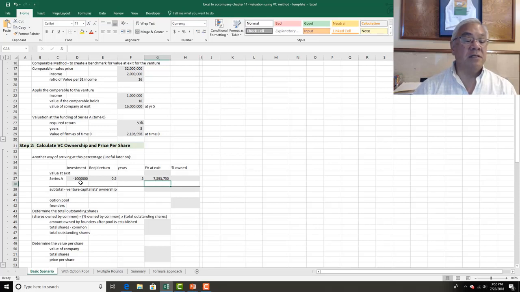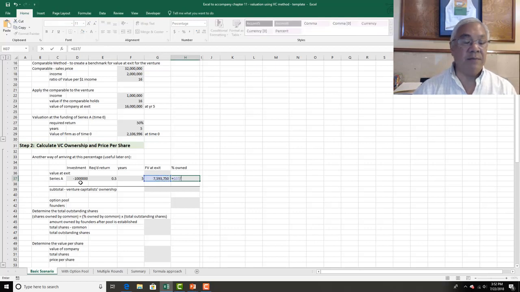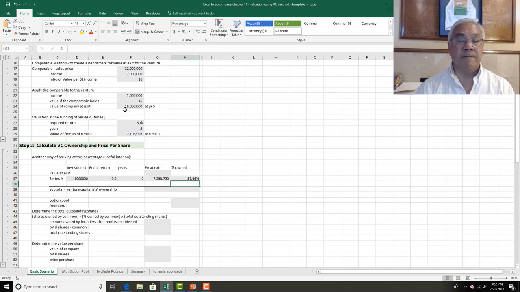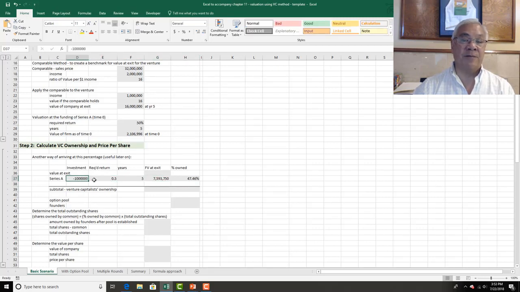So when we look at the total value of the company, the percentage ownership is $7 million divided by the value of the company at exit, which is $16 million. So they need to own 47.46% of the company. Just working backwards, it would be like they buy stock and they own 47.46% of the company. At year 5, when we sell this company for 16 million, they get 47% of 16 million, which is this number, which corresponds to them earning a yield of 50% for 5 years on $1 million, right? So that's kind of forward and backwards to show how it all works.